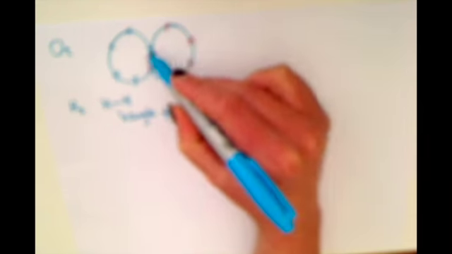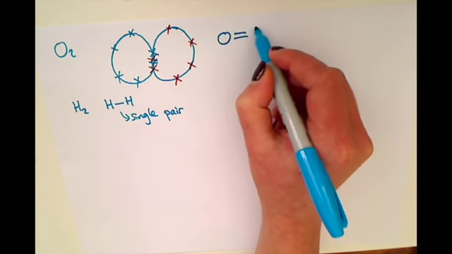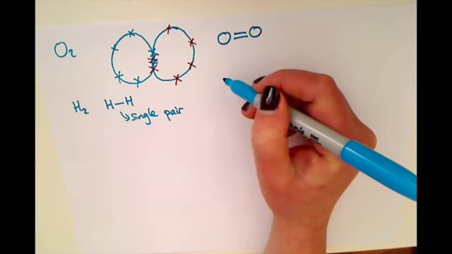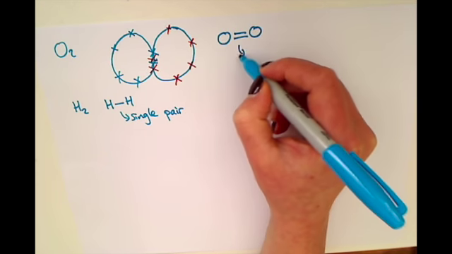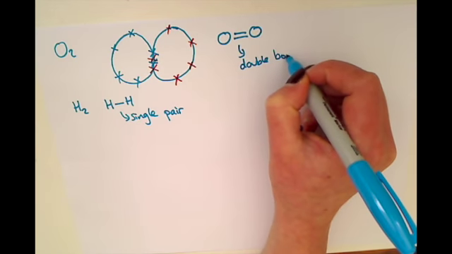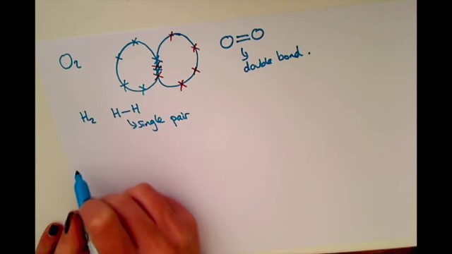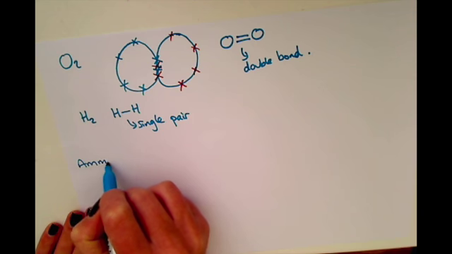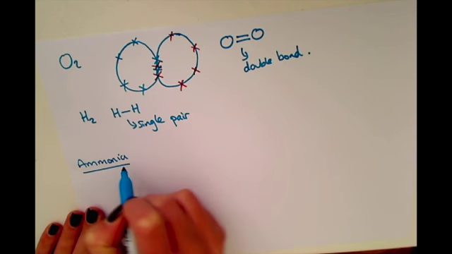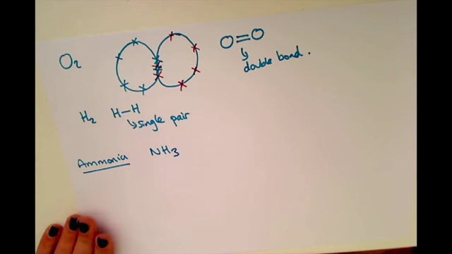Whereas oxygen has got 2 shared pairs of electrons, so we would say that this has a double bond, and we'd represent oxygen like this with a double bond. In fact, there are 3 ways in which you need to be able to represent covalent bonds, and I'll use the example of ammonia, which is NH3, to help explain these 3 different ways.